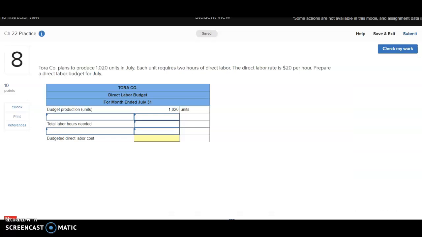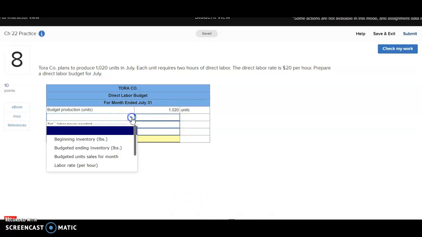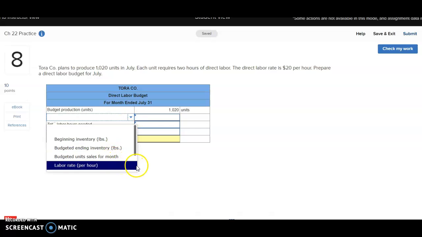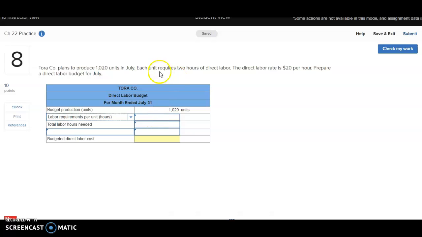All right, so it says Tora Company plans to produce 1,020 units in July. Each unit requires 2 hours of direct labor. The direct labor rate is $20 per hour. They want us to prepare a direct labor budget for July. So we have 1,020 units, and we're going to figure out the labor requirements per unit. It tells us that each unit requires 2 hours of direct labor.